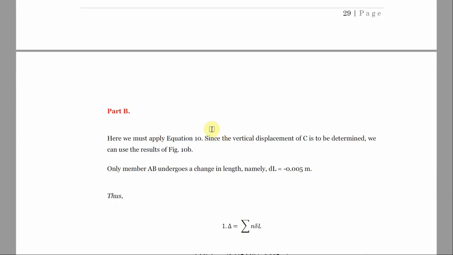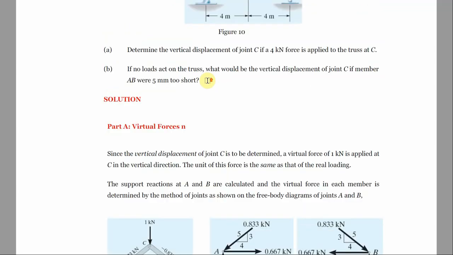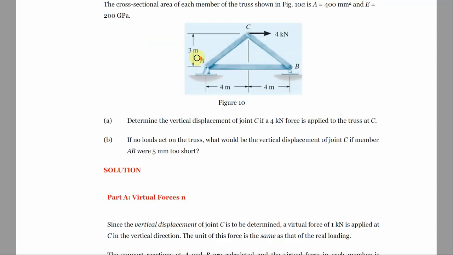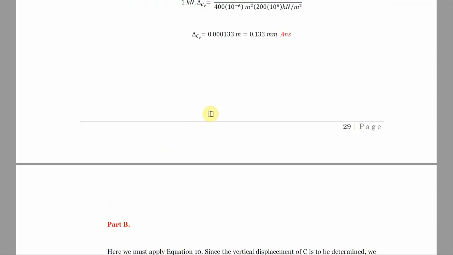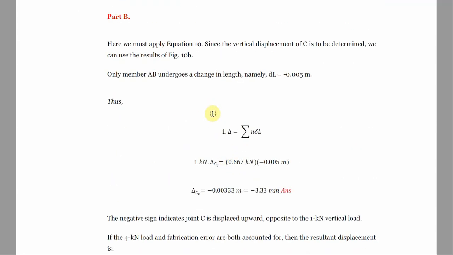So the second question we were asked is that we were told that if no load acts on the truss, what will be the vertical displacement of joint C if member AB were 5 mm too short? Member AB were 5 mm too short. So this is how we're going to treat that one. The same thing we did on that one.